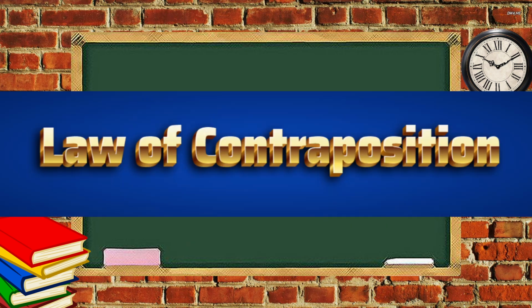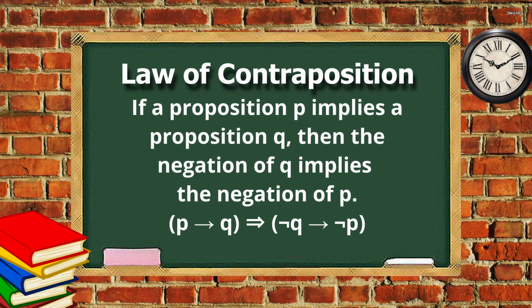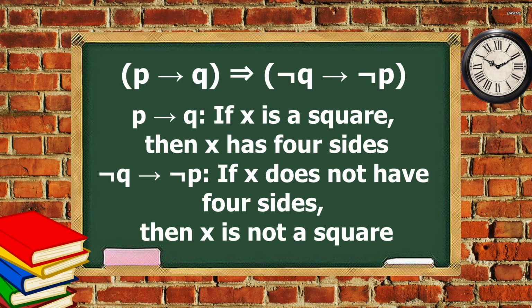Law of contraposition. The law of contraposition states that if a proposition P implies a proposition Q, then the negation of Q implies the negation of P. We can see this logically follows by example. If X is a square, then X has 4 sides. If X does not have 4 sides, then X is not a square. Since having 4 sides is a necessary condition for a square, if X fails to meet the condition, which is the negation of the consequent, Q, then it cannot be a square, which is the negation of the antecedent, P.